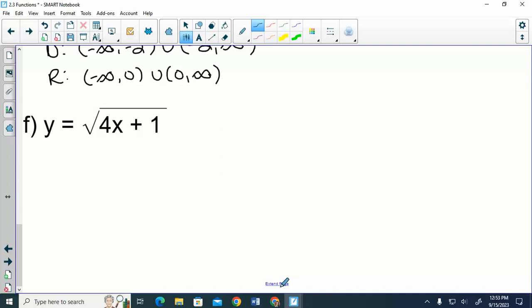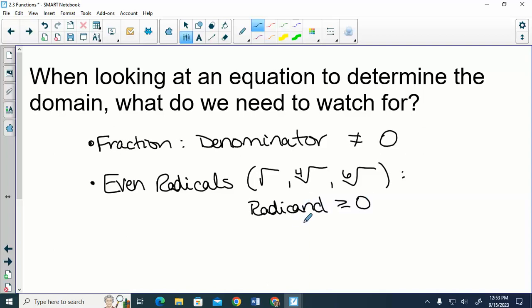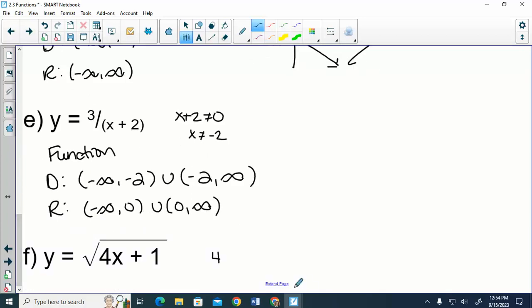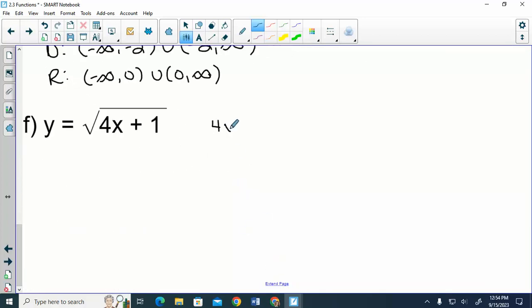All right. Last one. If we have a radical, what did we say about those? Whatever's under the radical, since it's an even radical, has to be greater than or equal to 0. Because a negative under a radical gives you an imaginary number. So for x plus 1 greater than or equal to 0, if we subtract the 1 and divide, x is greater than or equal to negative 1/4.